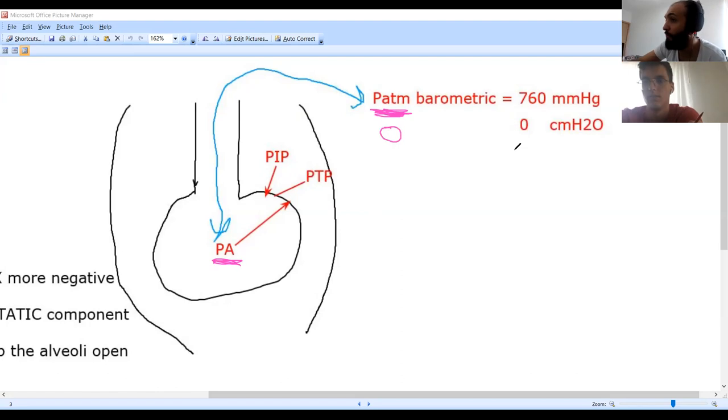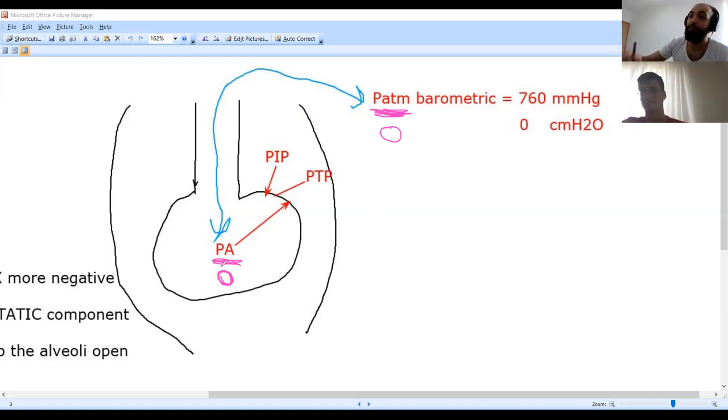Zero water. Let's say the value of the alveolar pressure is also zero water. Now, in this condition, is the air flow towards the outside or towards the inside? There is no flow. There is no air flow. Why? Because pressures are equal, right?